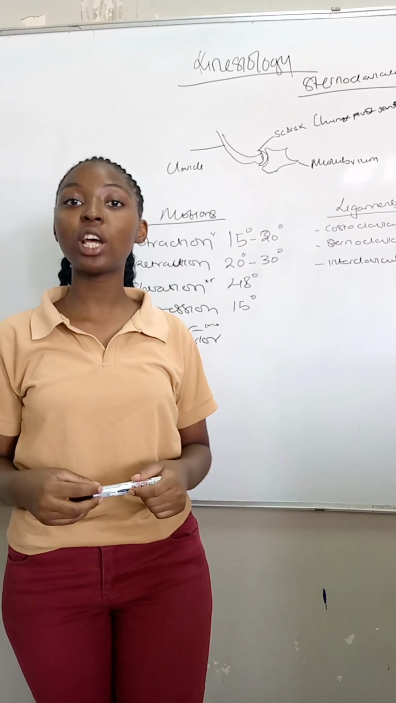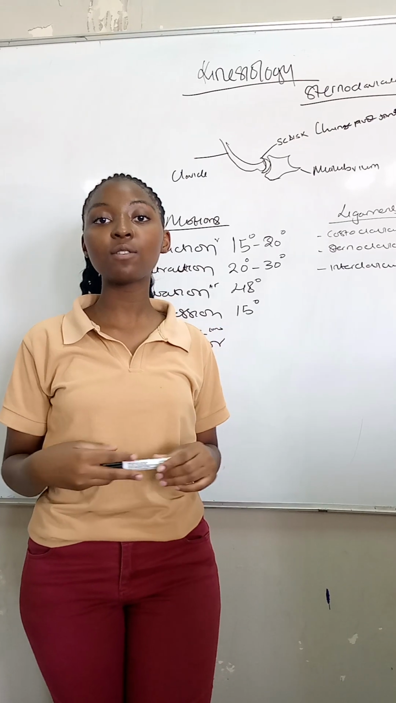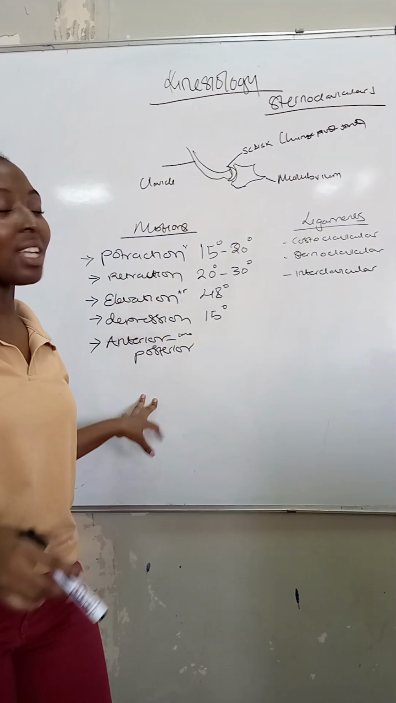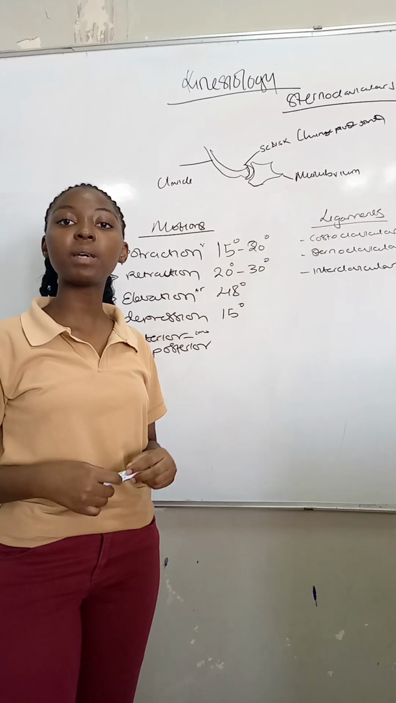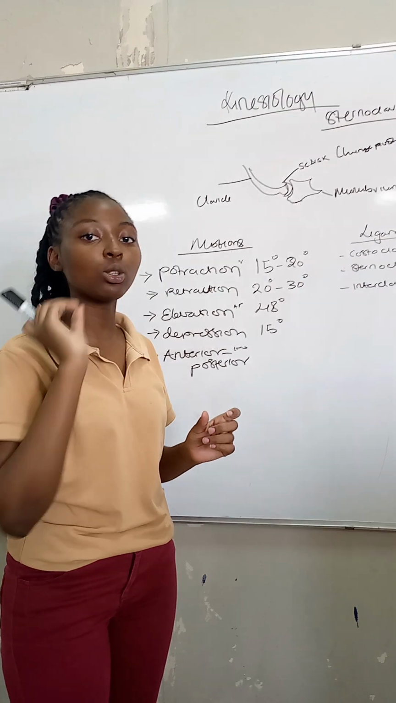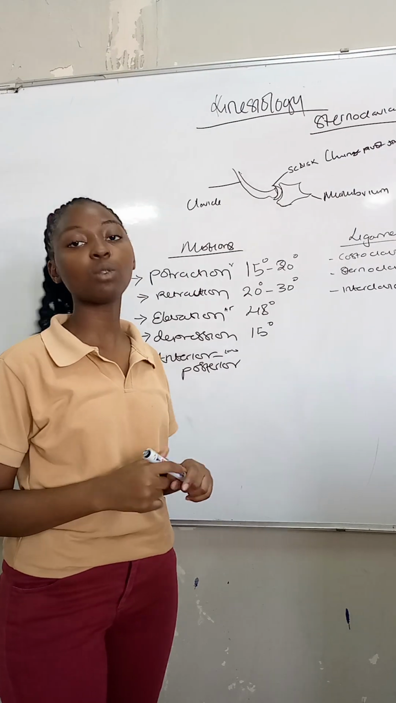Welcome back to my YouTube channel, and today we are in an exciting field of kinesiology. So we are going to look at the sternoclavicular joint. The sternoclavicular joint is a joint that is made up of the sternum and the clavicle. The sternum part, the manubrium part of the sternum, and the medial aspect of the clavicle.